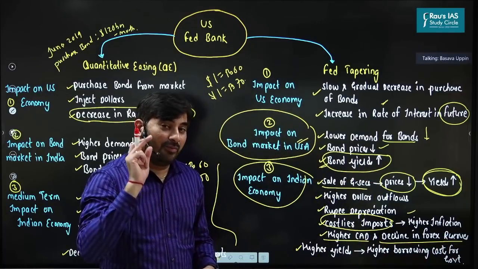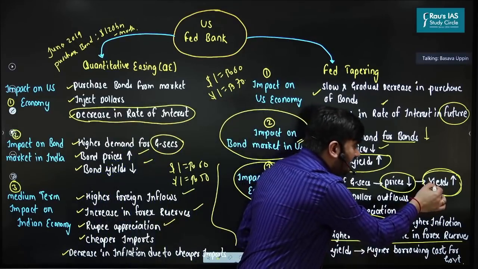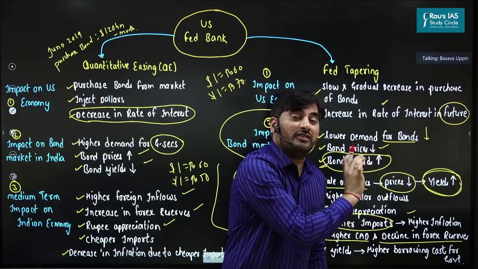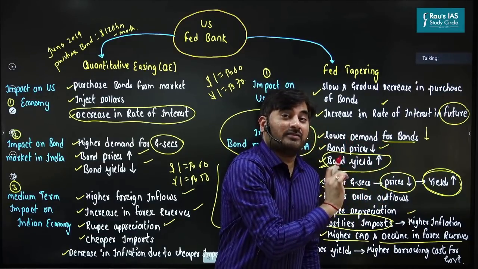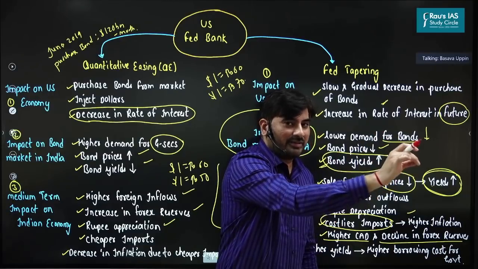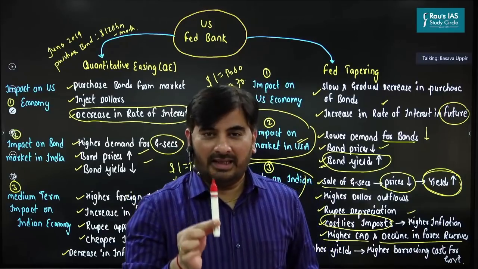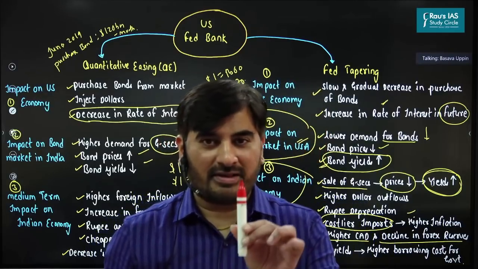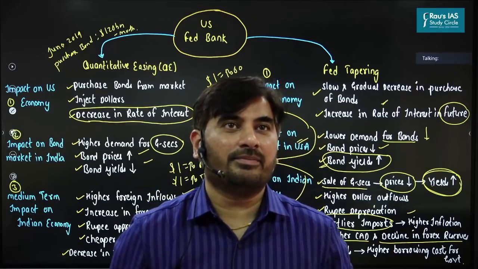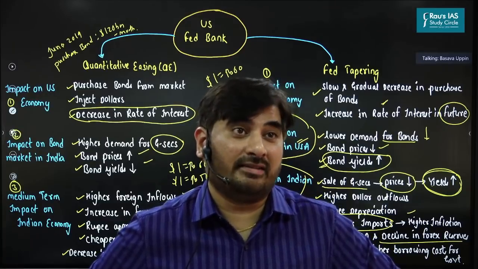And last and most important is, as the yield rates on the government securities increase, the borrowing cost of the government will increase. As to how the borrowing cost of the government increases, I will be discussing in the next chapter, that is banking and finance. So right now you understand that if the yield rates on the existing government securities in India are increasing, the borrowing cost of the government will increase. So this is an adverse impact as far as Fed tapering is concerned.